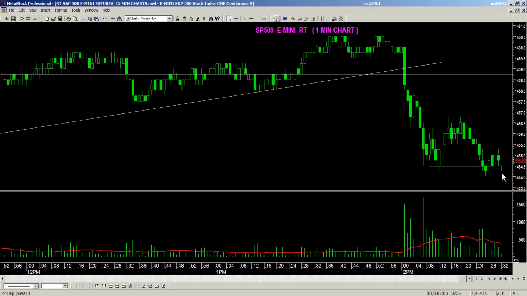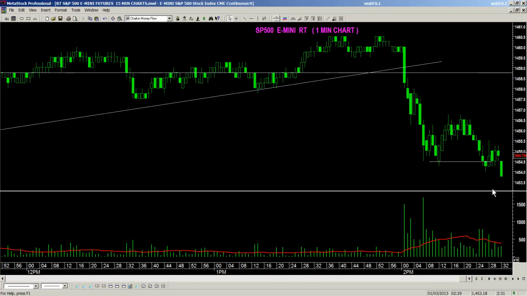Here we are, gap down, indicating some weakness on the current 1-minute bar, marked to the market, 2:32 p.m. Eastern Standard Time, opened at 1454.50. Here we are. This is what we're looking for. The additional downside move.